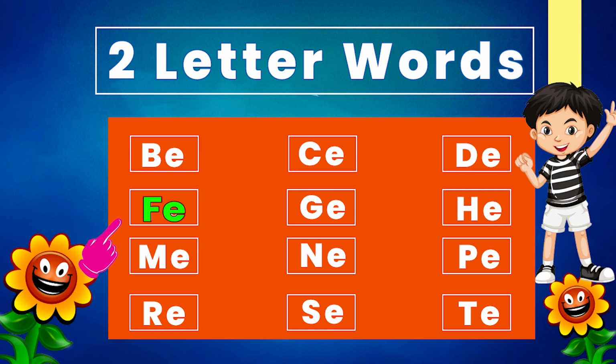F, eh, fe, g, eh, ge, h, eh, he, m, eh, me, n, eh, ne, p, eh, pe, r, eh, re, s, eh, se, t, eh, te. Once we are here, we will try and randomly pick a few boxes and see how we are doing before we go to the next slide.